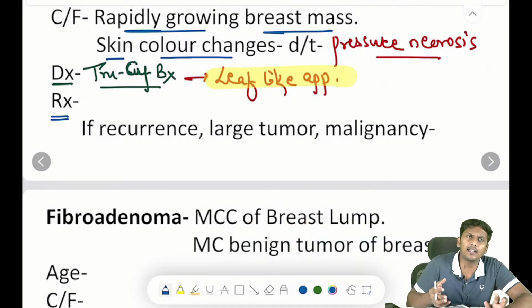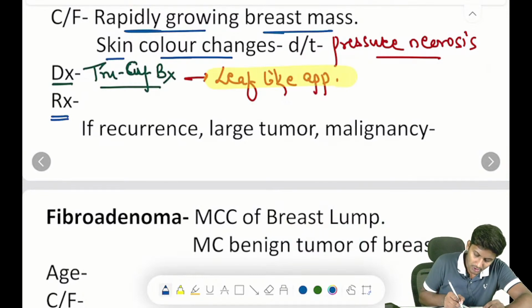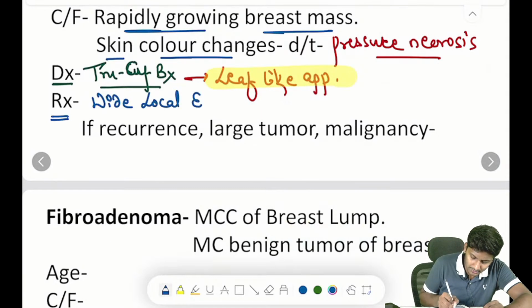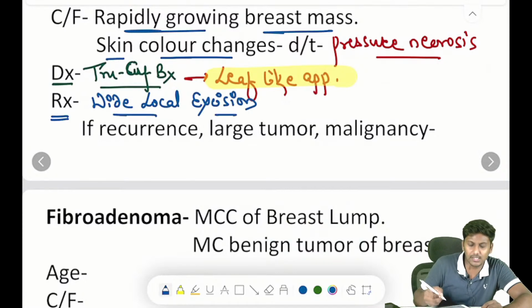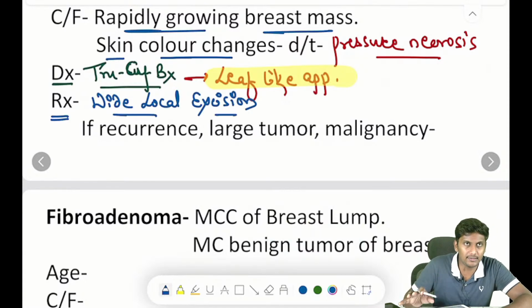So definitely in this condition, can you only remove the tumor itself? Yes. And that is what is called wide local excision. So please remember, the treatment usually for this tumor is nothing else but wide local excision with normal margins. 2 cm normal margins are taken, and we perform a wide local excision.